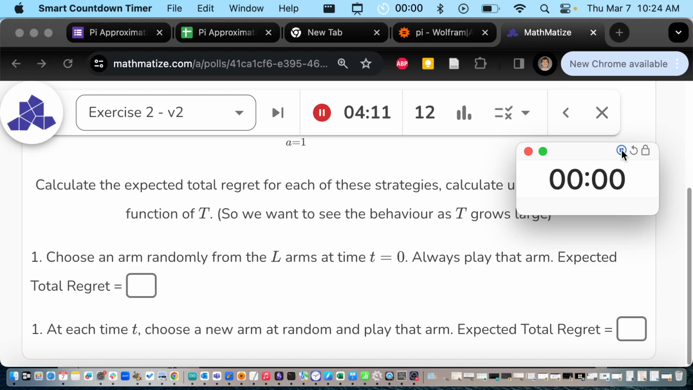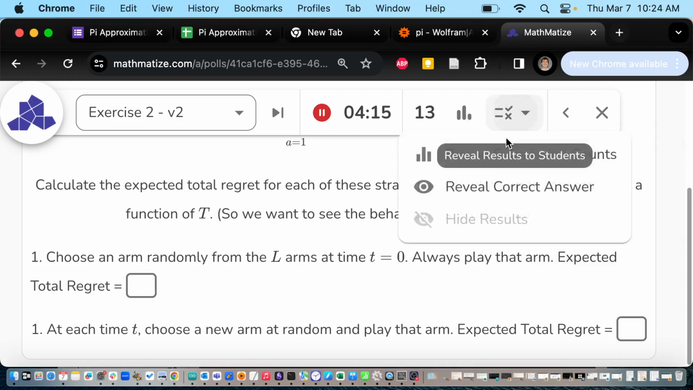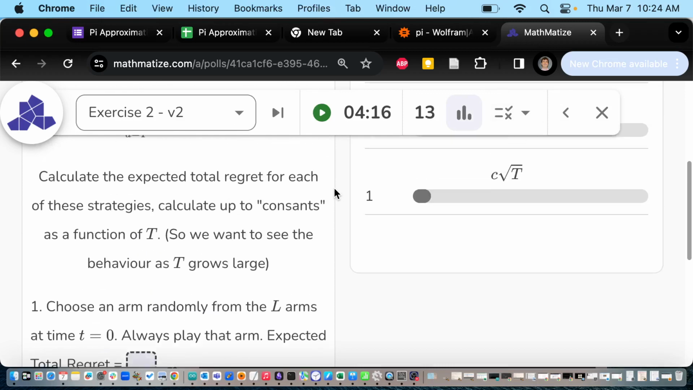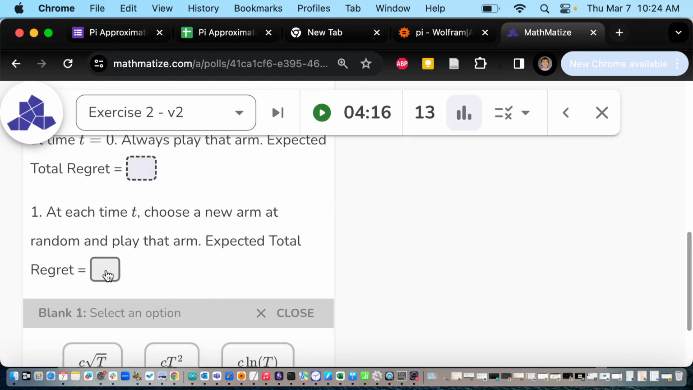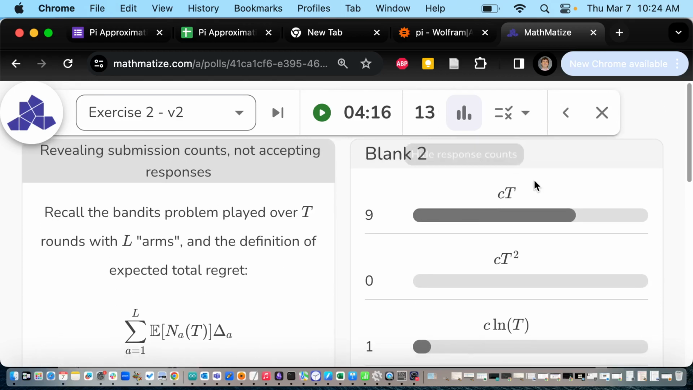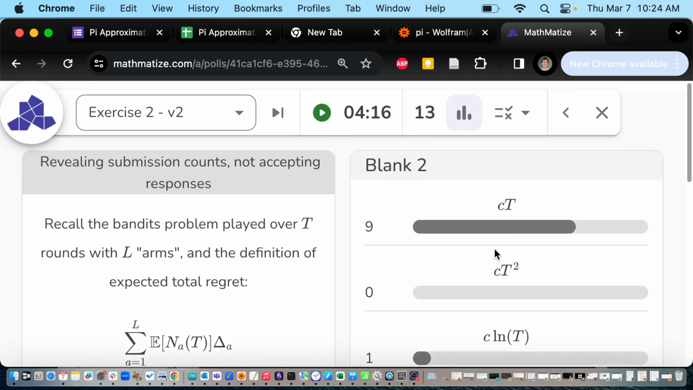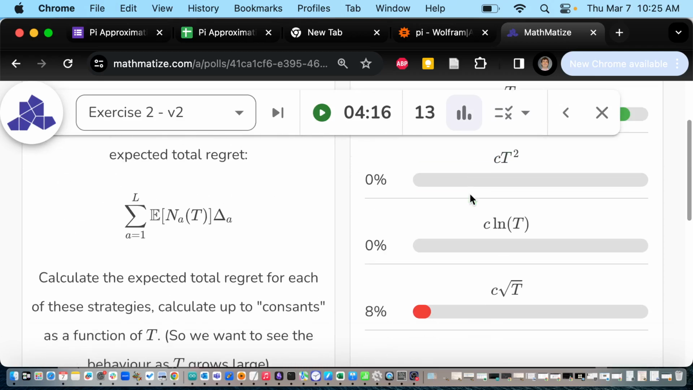Okay, let's take a look at what people said. Show me the counts. Hopefully everybody got question 1. Maybe not. Okay, question 2. So 9 people out of 13 said C times T. 3 people said C times square root of T. The correct answer is C times T. So if you stuck with C times T, you got it right.